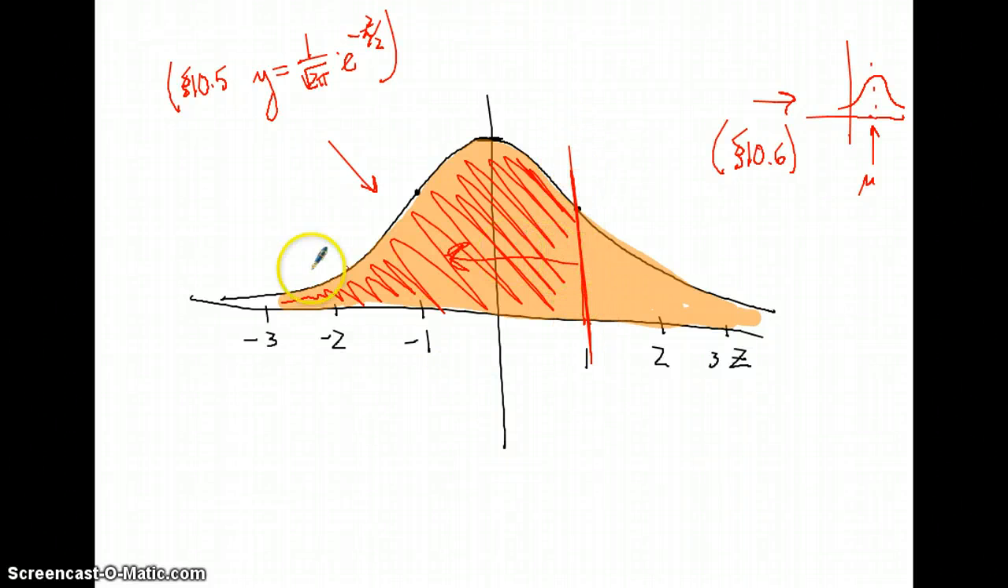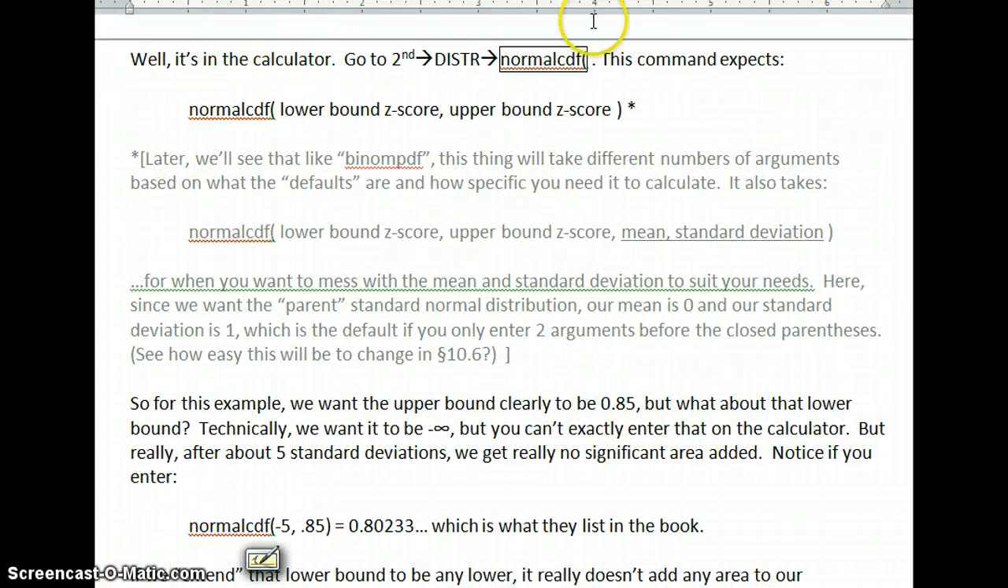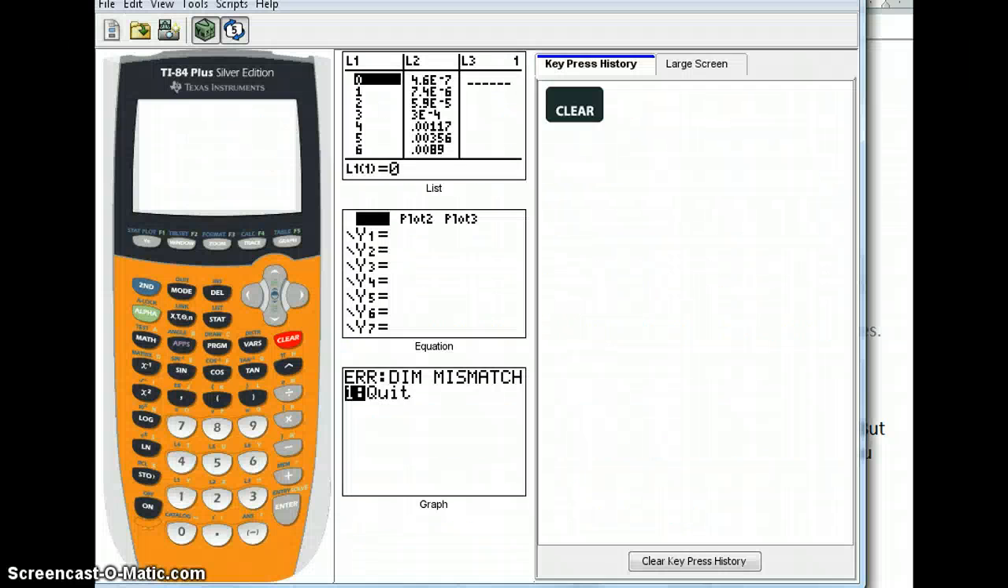How much of the total distribution, this great big pile of area that all adds up to 1, is below this particular point on the axis? I explain in the notes document how you do this on the calculator. It's in the same distribution menu where we found binomial PDF, but we're going to use normal CDF here. Normal meaning we're using the normal distribution instead of binomial, and CDF meaning we are going to add up a range of values all at once. So let me show you on the calculator.